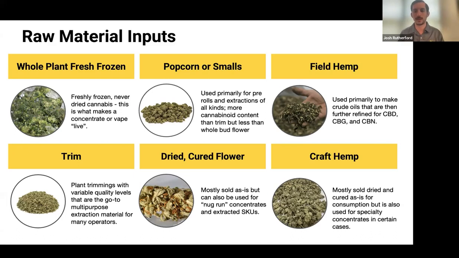Those are becoming very popular in today's market. Or you can use them in types of extraction, whether you're going to make a wax or a shatter. Your yields are going to be a little bit better on the popcorn or smalls than they would be on your traditional trim, which would be those crystal leaves that you're cutting off in that trimming process. You can use this in pretty much extractions of all kind.